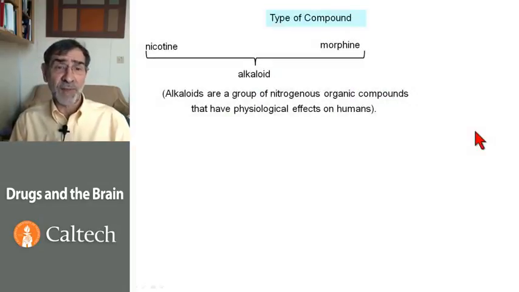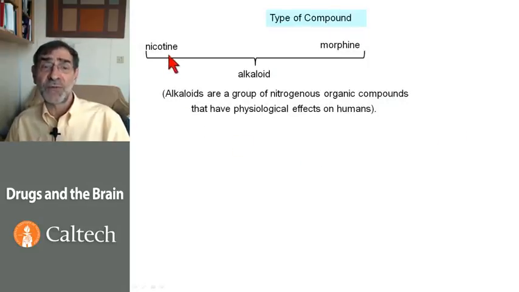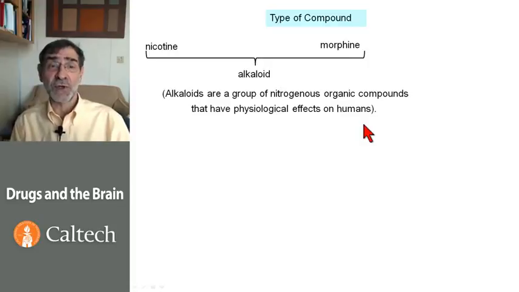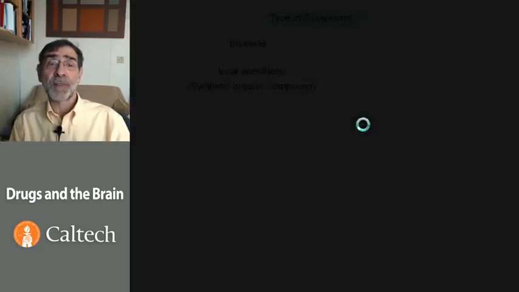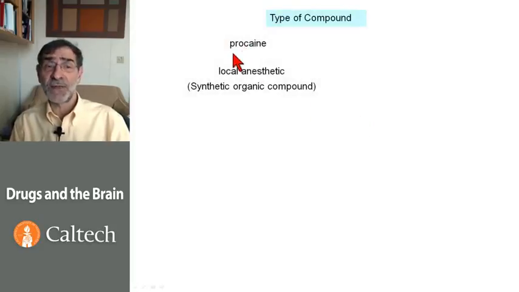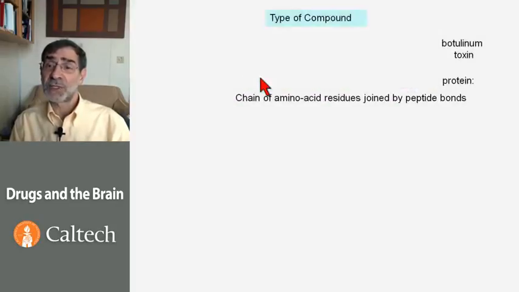In terms of the type of compound, both nicotine and morphine are called alkaloids. They're a group of nitrogen-containing organic compounds that have physiological effects on humans. That is, they're drugs, and they're usually natural compounds. Procaine, on the other hand, is a synthetic drug. It's a local anesthetic. And botulinum toxin is a protein, and as we'll learn in a later session, a protein is a chain of amino acid residues joined by peptide bonds.